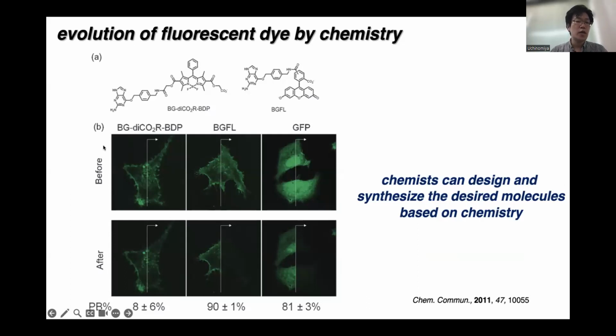In the case of this fluorescent dye, we can still observe strong fluorescence after irradiation of light. However, in the case of the usual fluorescent dye, we cannot observe the fluorescence because of photobleaching. Like this, chemists can design and synthesize the desired molecule based on chemistry.